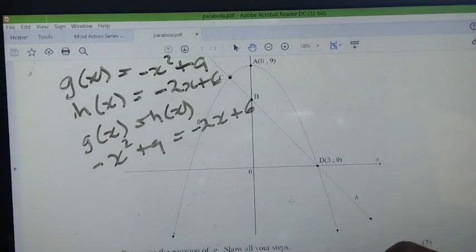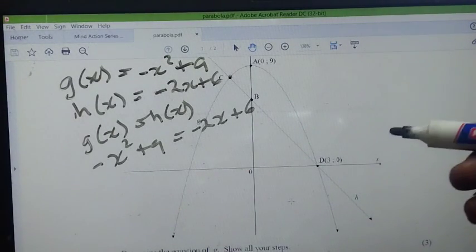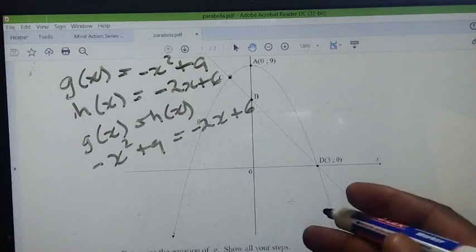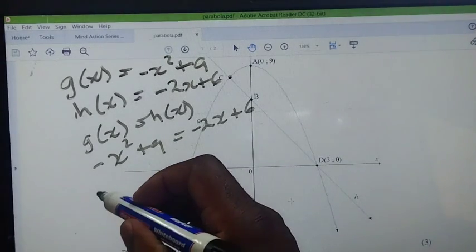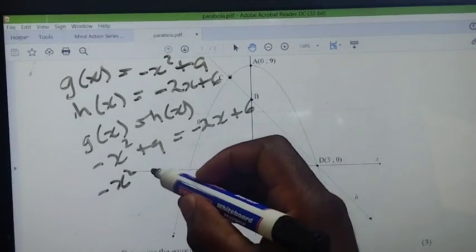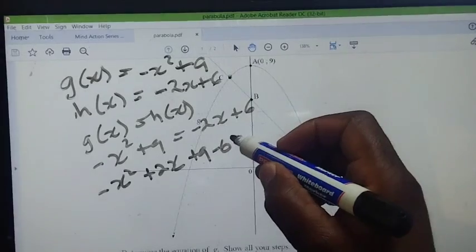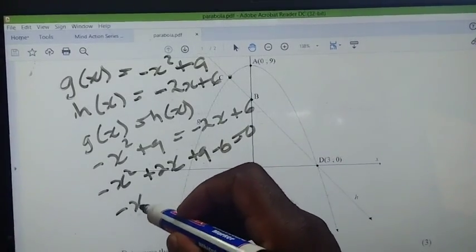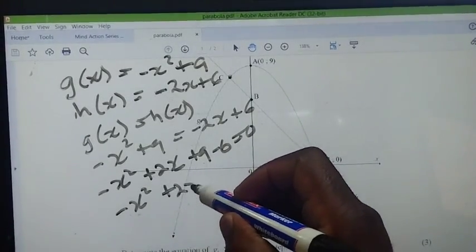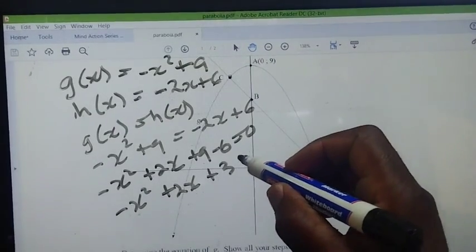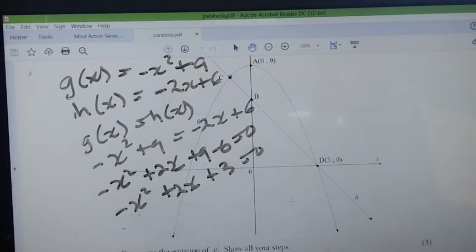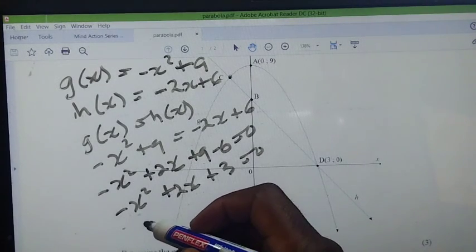Now, this is a quadratic equation. So you know in grade 10 we solve by factorization. So we put everything to one side. Negative x squared plus 2x plus 9 minus 6 is equal to 0. That is negative x squared plus 2x plus 3 is equal to 0. Now we may have a bit of a challenge when the coefficient of x squared is negative, so we have to multiply throughout by negative so that it becomes positive.